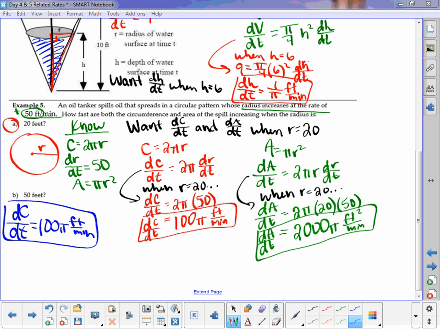Okay, so then to get that thing done here for B, dA/dt would be specifically when we're at 50 feet. So we have 2 pi, and it was times radius, which is 50, times dR/dt, which is 50. Right, what is that number going to be? I like to do the 2 times 50 is 100, and then times 50. Alright, and again, that's feet squared.